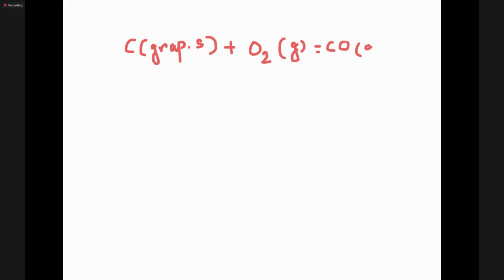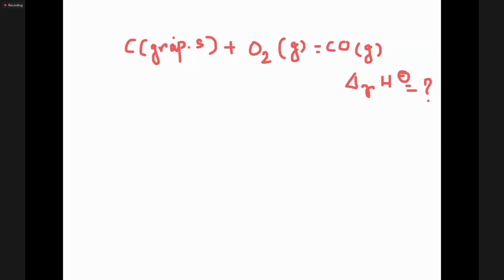Producing CO, that is a gas. So we have to calculate the ΔrH° of this step, or you can say the process. What is the ΔrH°? Also, before performing anything, as I have told you, for any reaction that we will work with, we have to first balance it. So here also we will balance it.